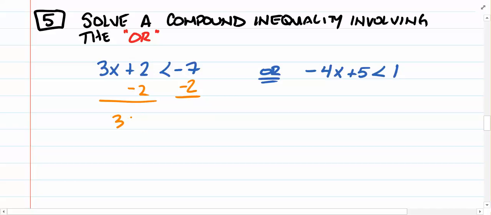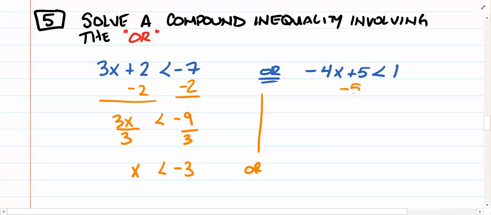So I get 3x is now less than -7 minus 2, which is -9. I would divide by 3, and I would get x is now less than -3. Or, remember, we're going to solve these both at the same time.